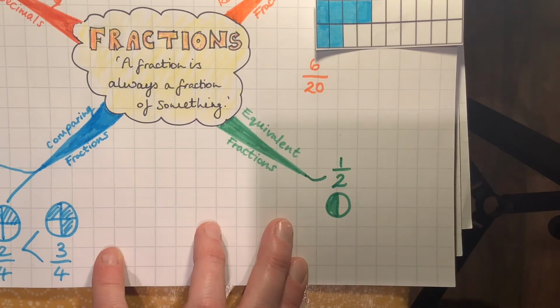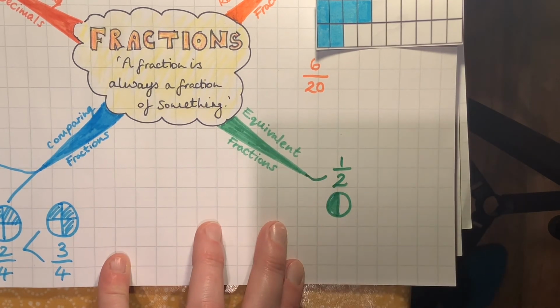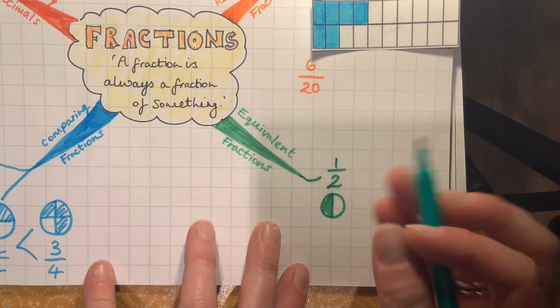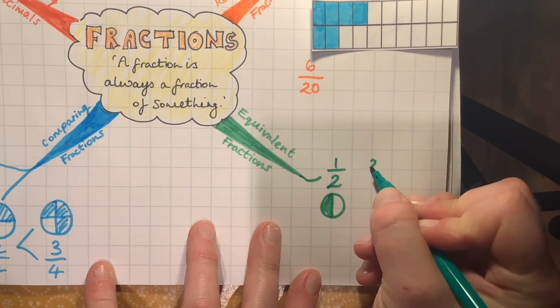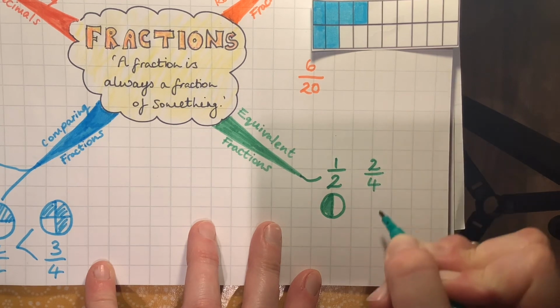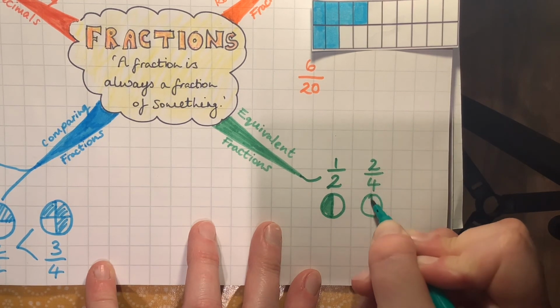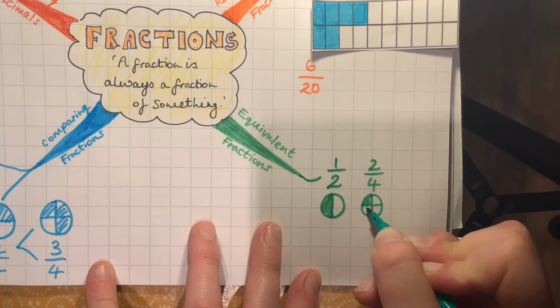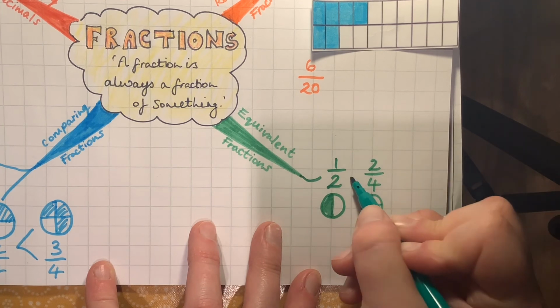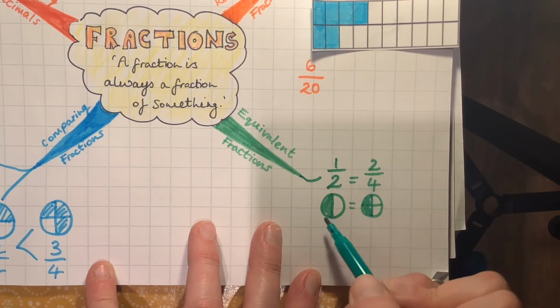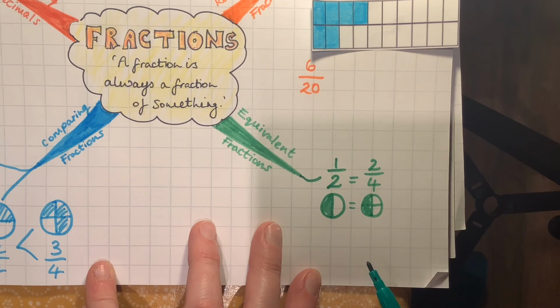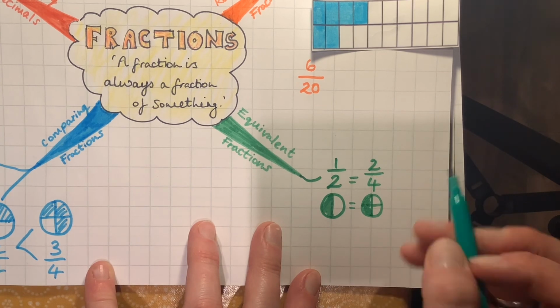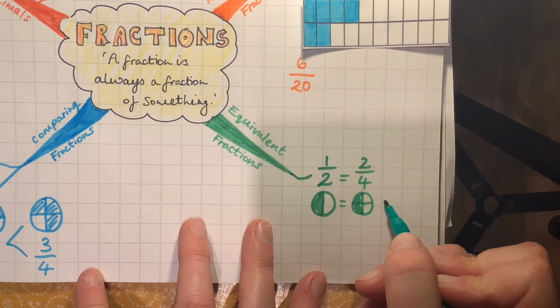Now, equivalent. Equivalent means equal to or the same as. So this is going to be equivalent or the same as, and you see what I'm doing? Some of you will say, yes, Mrs. Keeley, I totally know that. Equal, okay? Half is equal to 2/4. Can you think of another fraction that it's going to be equal to?